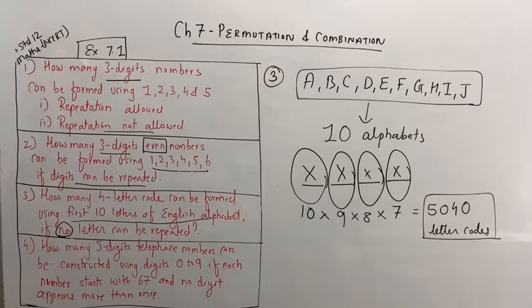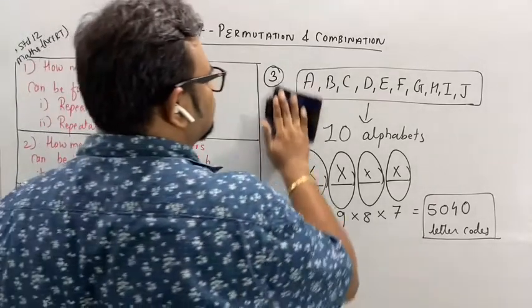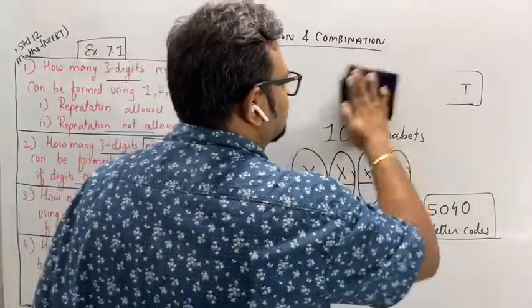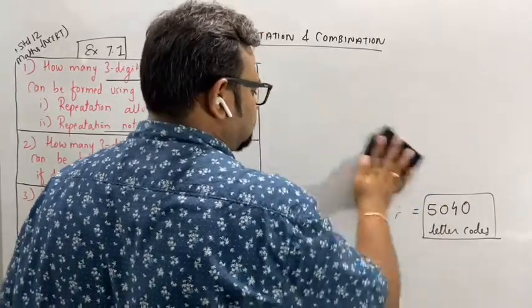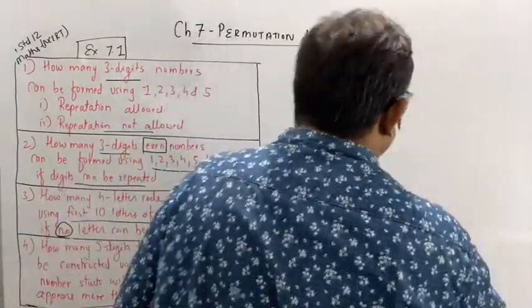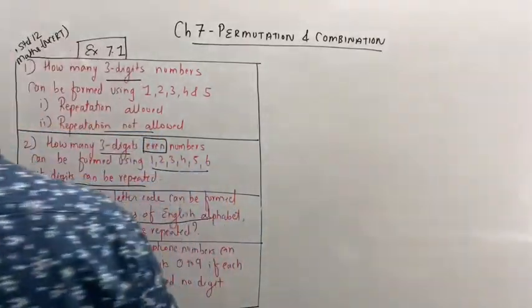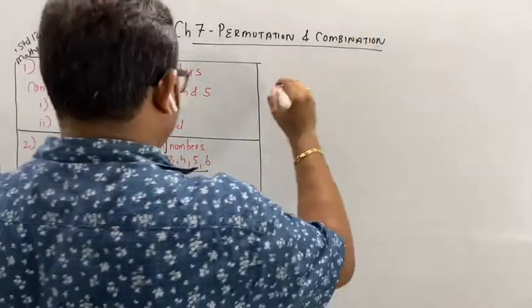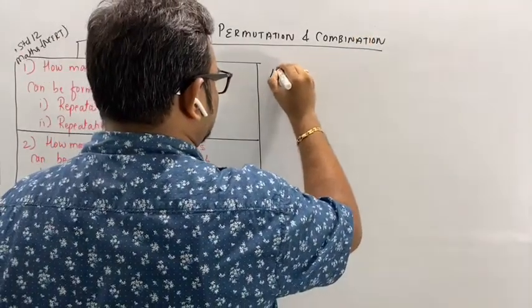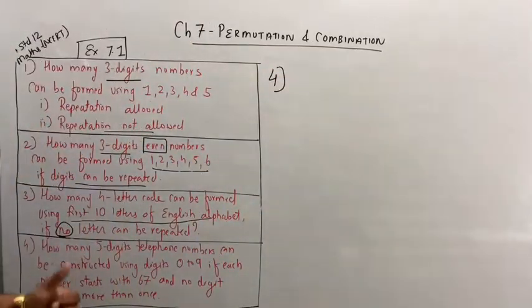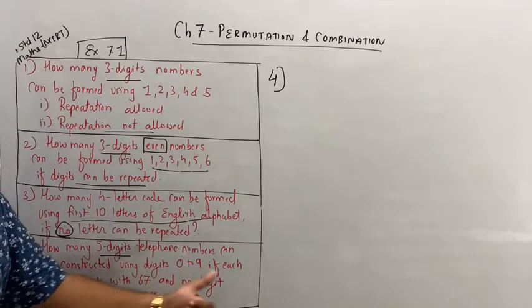Now let's move to the next one. That is question number 4. How many five digit telephone numbers can be constructed using digits 0 to 9?